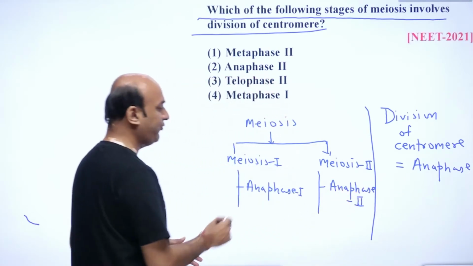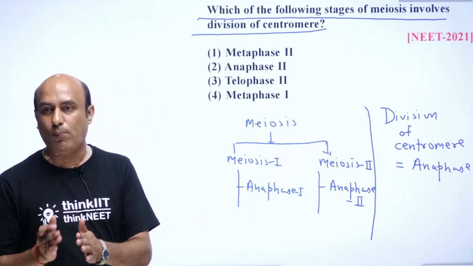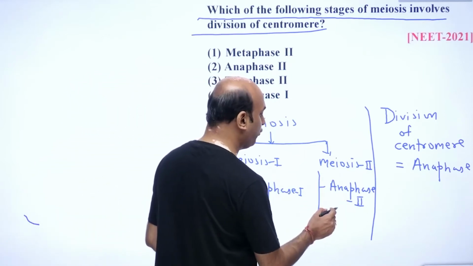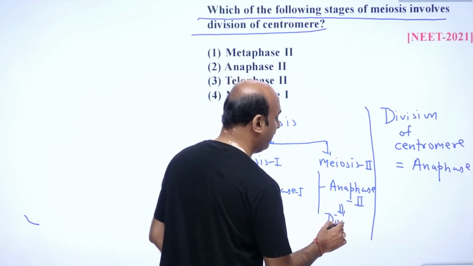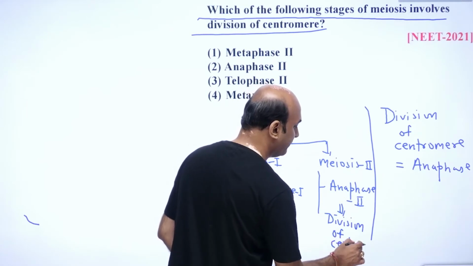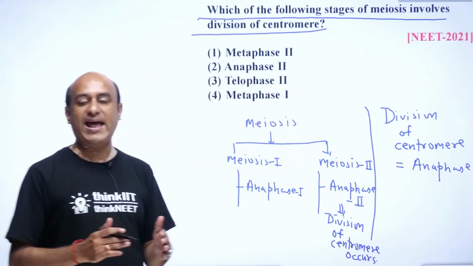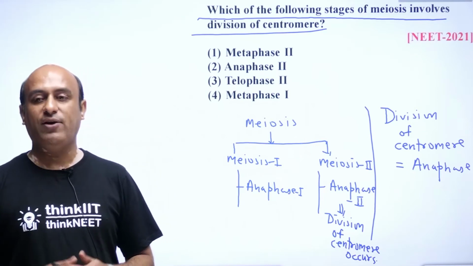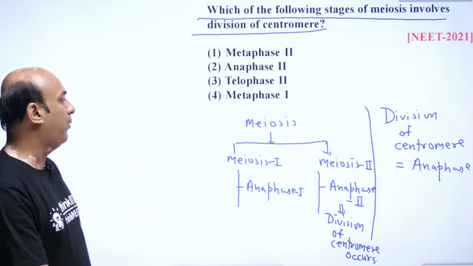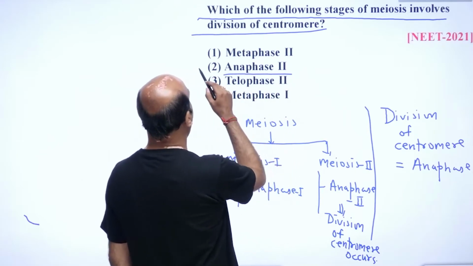Remember student, in anaphase 1 division of centromere doesn't occur. Only the segregation of the homologous chromosomes occurs in anaphase 1. But in anaphase 2 of meiosis 2, division of centromere occurs, due to pushing and pulling of the chromosomes. So in anaphase 2, the splitting of the centromere occurs, but it is absent in anaphase 1. So student, the correct answer is option number 2, anaphase 2.